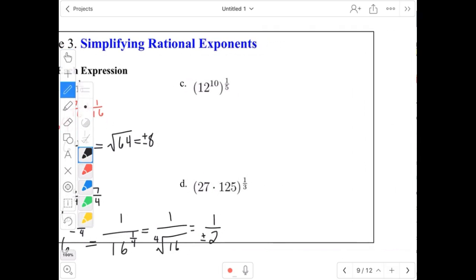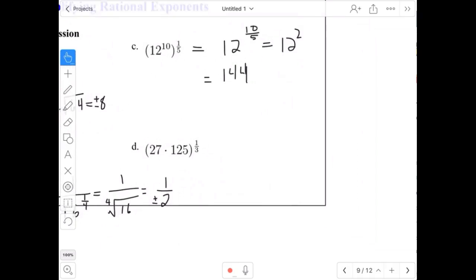Moving along here, we have 12 to the 10th to the 1/5, so we have powers of powers. Since we have a fraction, we're multiplying those together. So if I multiply those, that's the same as taking 12 to the 2, over 5. So this is going to be 12 squared, which is 144.